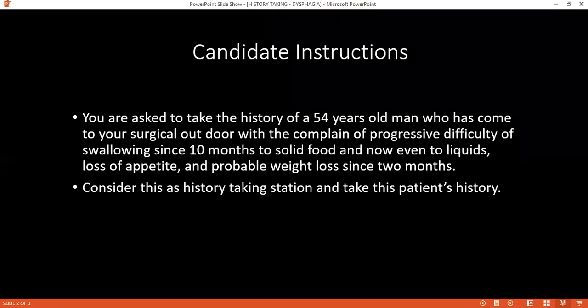So initially, it was about 10 months ago that I noticed I was having a problem while swallowing any kind of food, usually hard food. But these days, even when I'm drinking water or some sort of juice, I'm having problems. That's why I've come to you. Okay, I'm so sorry to hear that. So is there anything which is making it more difficult for you, like aggravating the problem? Not that I noticed.